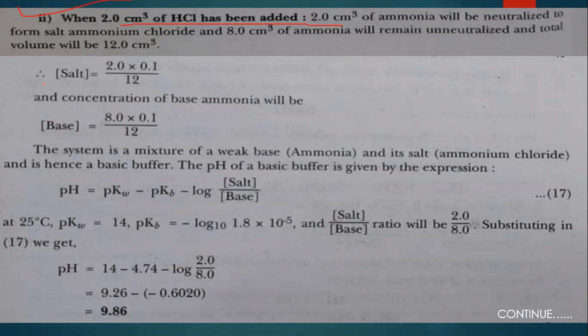See here, 2 ml of HCl is added. So ammonia will be neutralized to form a salt. Ammonium chloride salt is forming there. And 8 ml of ammonia will remain unneutralized in the conical flask. Okay, and the total volume will become 12.